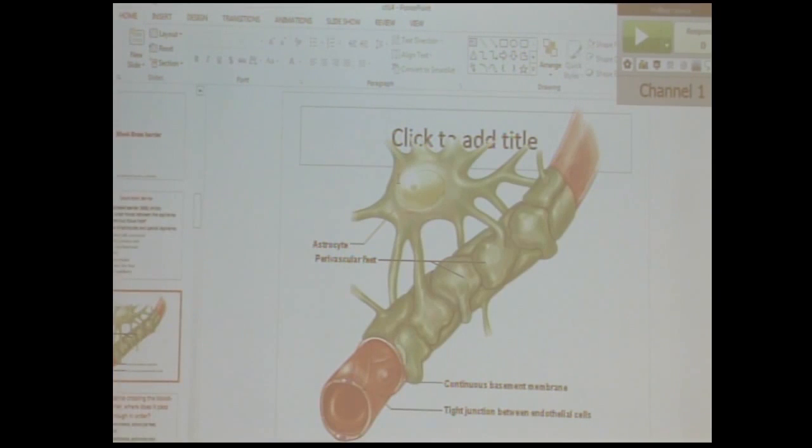So in the picture you had the tight junctions between the endothelial cells, which is the capillaries, the basement membrane, and then the astrocyte feet. And so we've got 3 layers to keep most everything in the blood, not touching your neurons. So you'd find this anywhere you have capillaries in the brain.